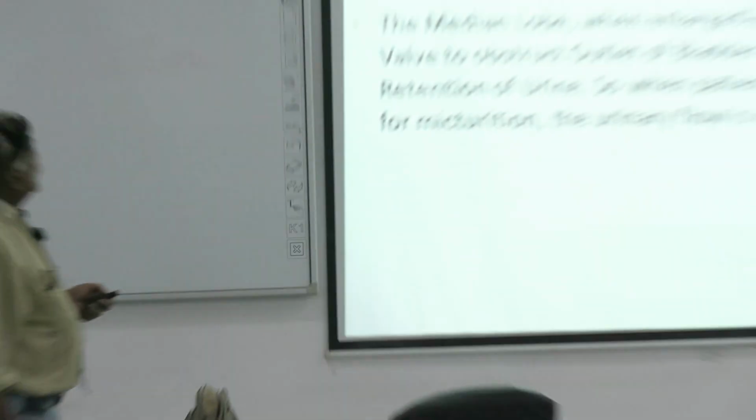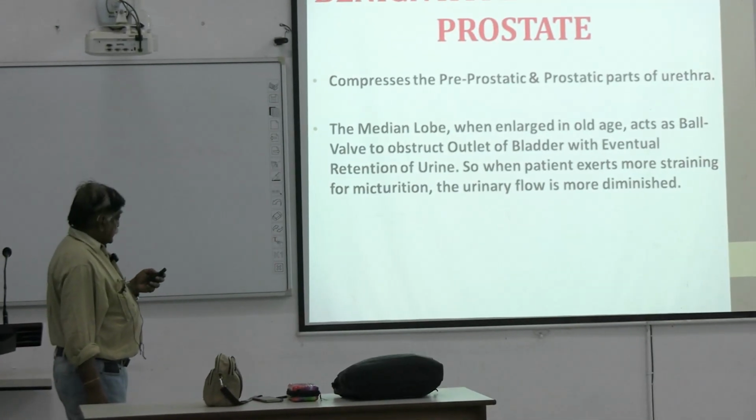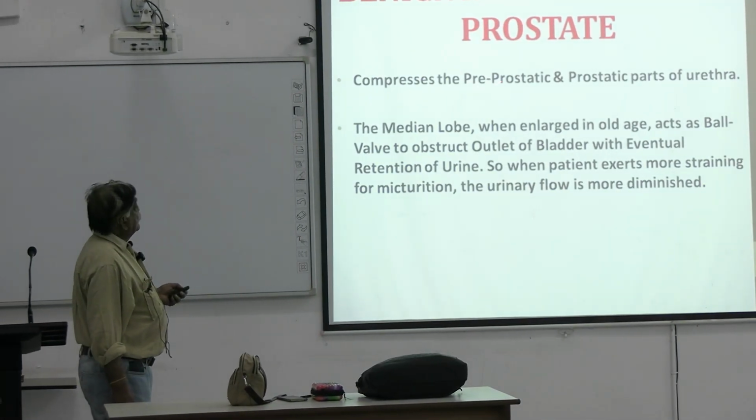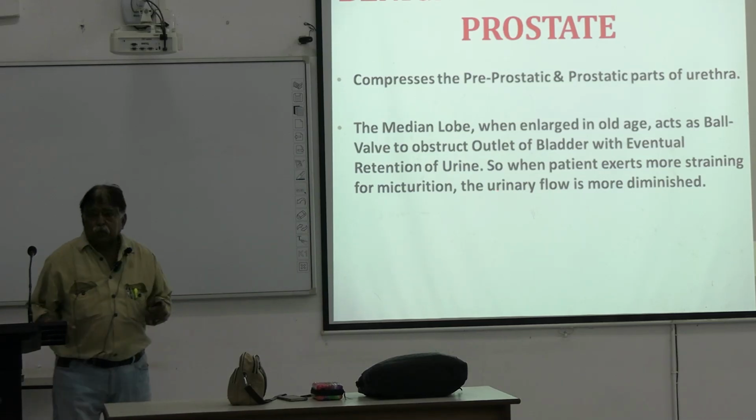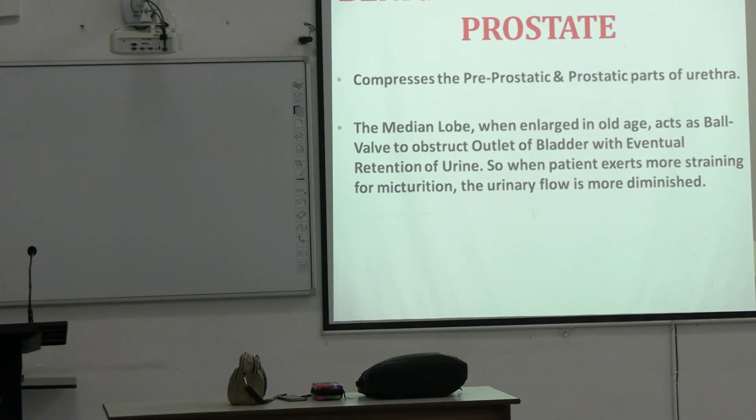Next. Now, benign hypertrophy of the prostate compresses the pre-prostatic and prostatic part of the urethra. The median lobe, when enlarged in old age, acts as a ball valve to obstruct the outlet of the bladder with eventual retention of urine. So when patients exert more straining, the flow of urine is more diminished.